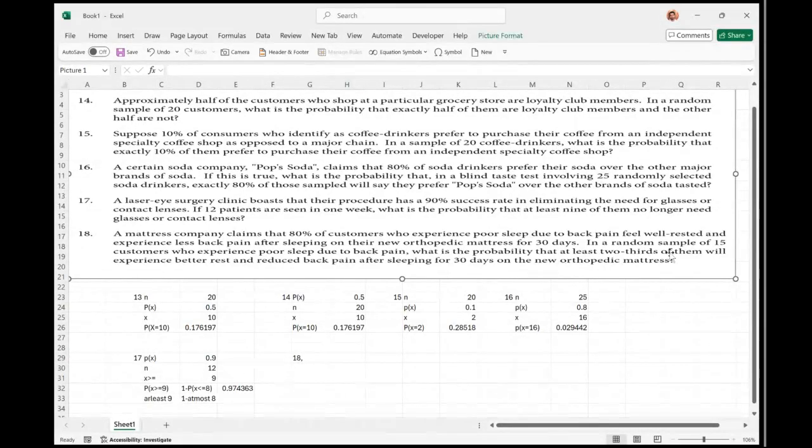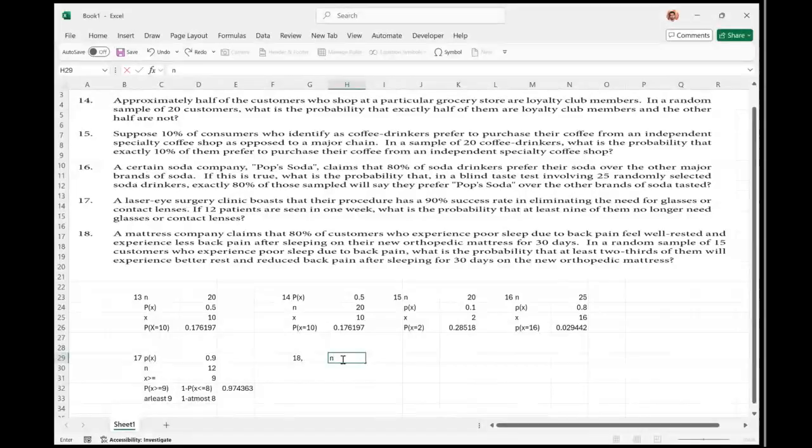So we are given at least two-thirds of the sample of 15. So the sample n value given to me is 15. And we want to find two-thirds of that. Two-thirds of that value will be 10. How do we get it? 2 divided by 3 multiplied by 15, that's going to give me 10. So it's saying at least two-thirds, so x greater than or equal to 10.